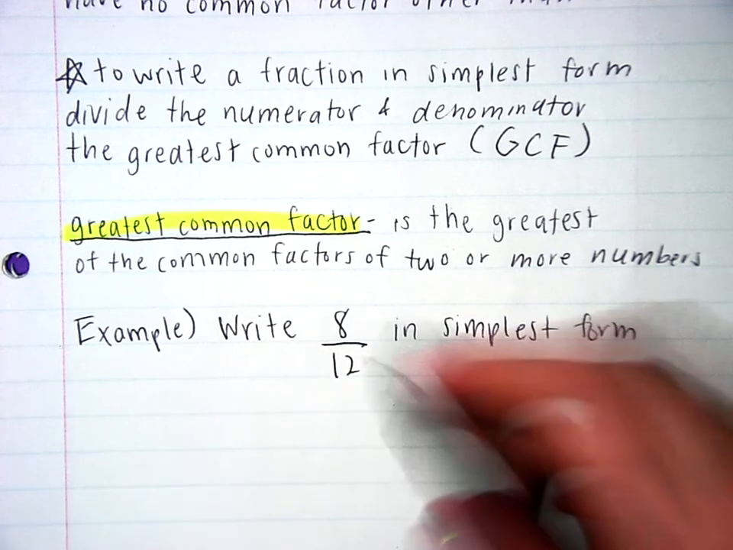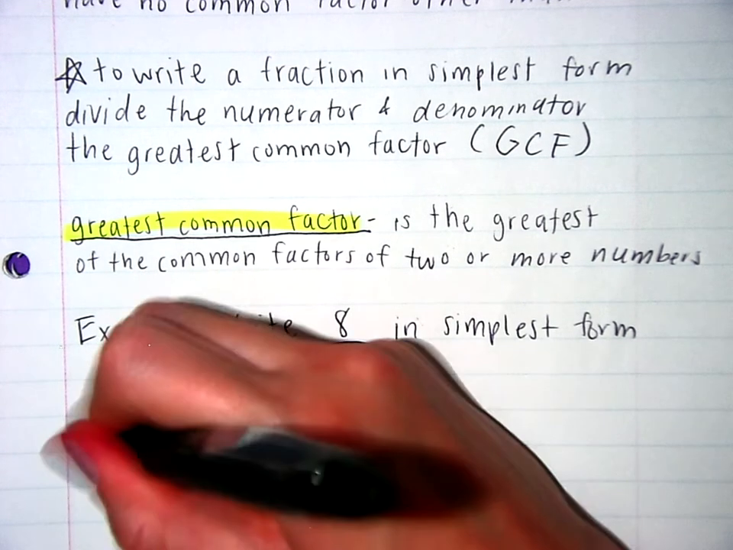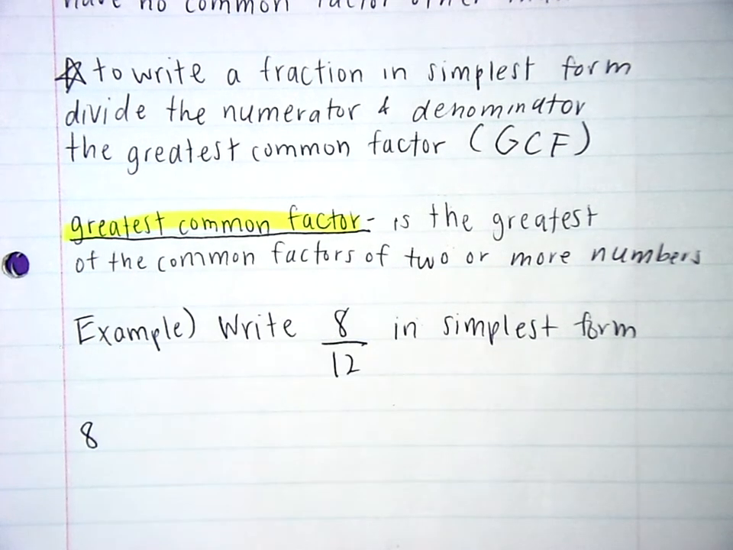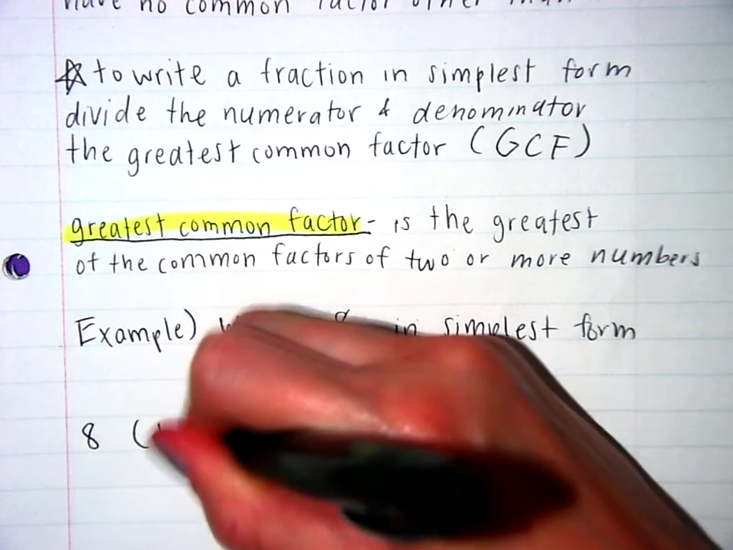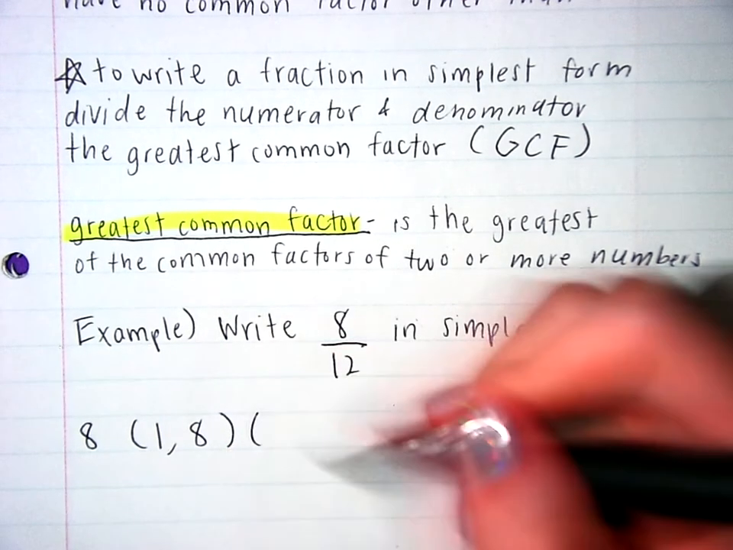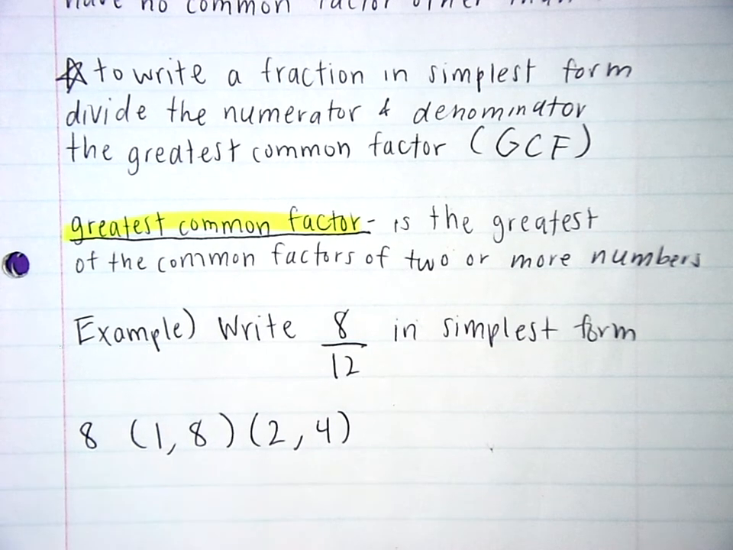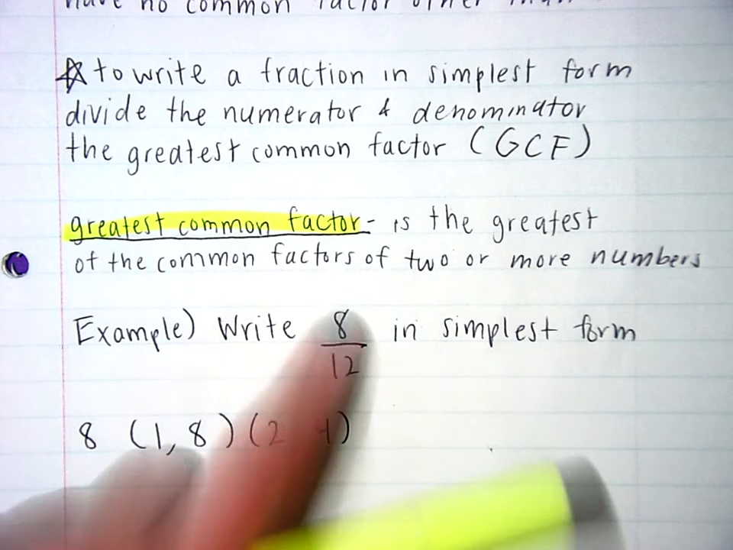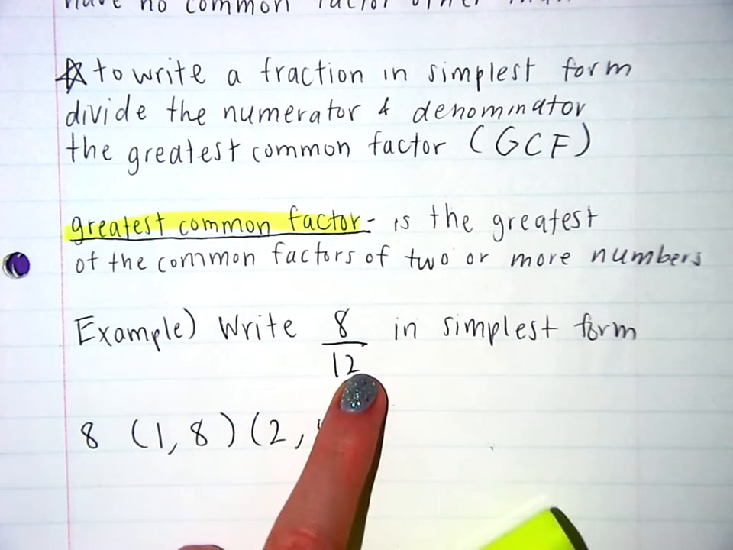So first, I'm going to find all the factors that go into 8. When I'm thinking about the factor pairs that can make up 8, I know that 1 and 8 will give me 8, and I know that 2 and 4 do too. These are all the factors that can give me 8. So I did the numerator in 8 over 12. Now I must find all the factors of the denominator of 12.